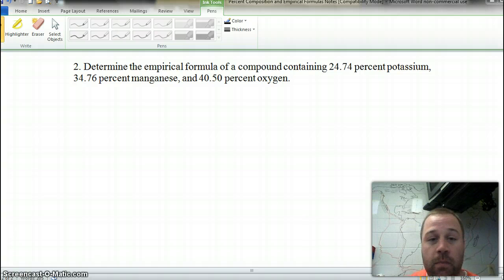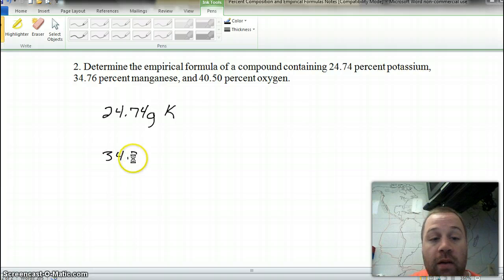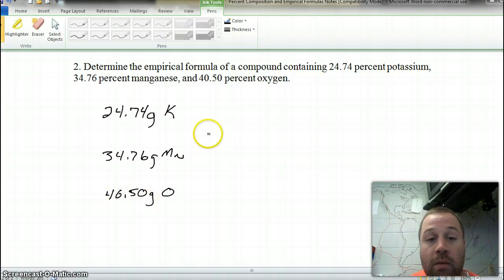Okay? So first thing, assume you have a 100 gram sample. So 24.74% means 24.74 grams of potassium. It means we have 34.76 grams of manganese and 40.50 grams of oxygen. Again, just taking the percentages, assuming we have a 100 gram sample.